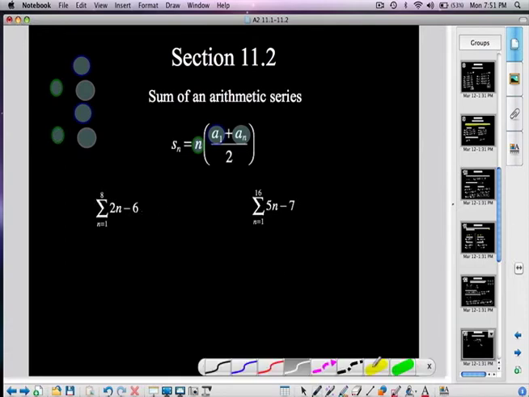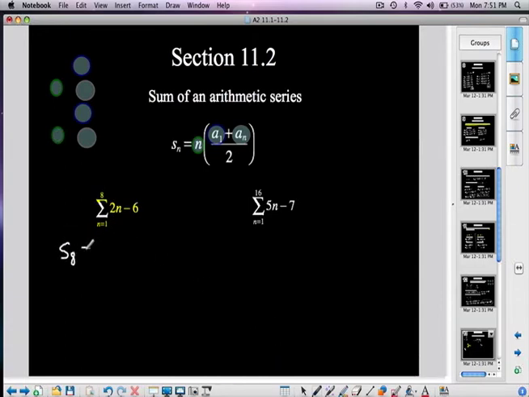If you remember when we talked about summation notation, this is telling me to start at the first term, go to the 8th term, and find the sum of those 8 terms from the sequence that has this rule. So I know that the sum of 8 terms will be equal to 8 times a sub 1 plus a sub 8, all divided by 2. Okay, so you can see that the n got used in 2 places here.